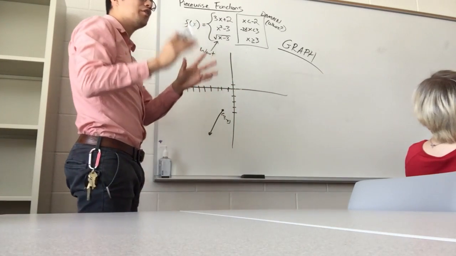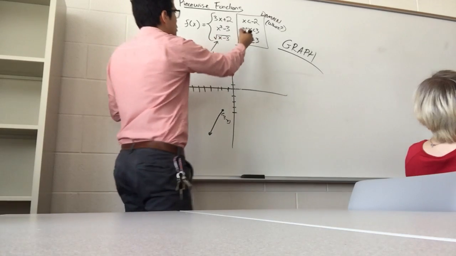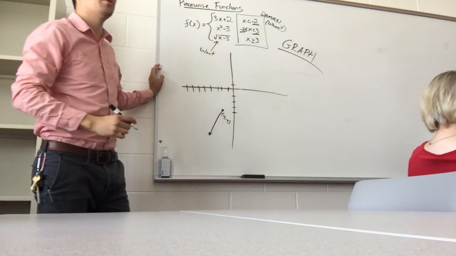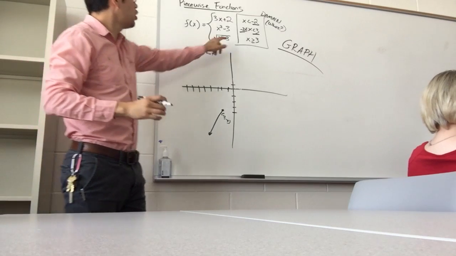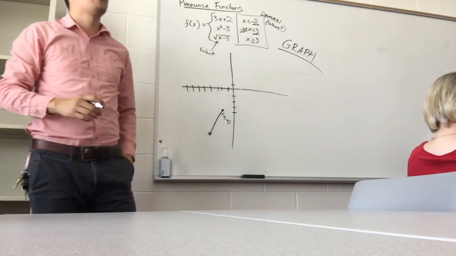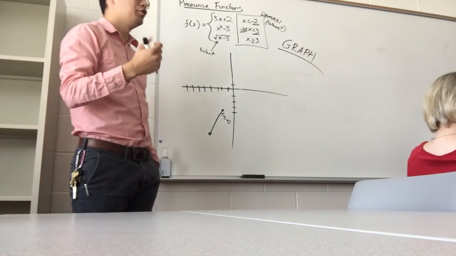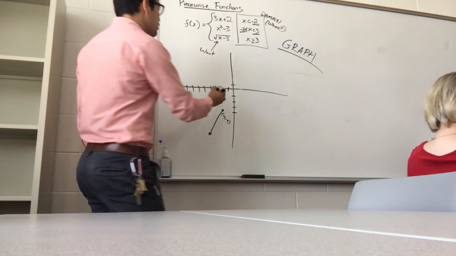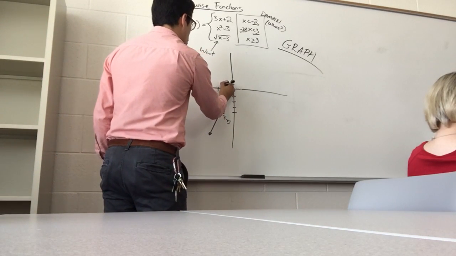But it's a little hard to just estimate it. So we like to use these as inputs. Use your endpoints as inputs. So let's see. At -2, what is my output? Well, you do -2 squared, which is 4. 4 minus 3, 1. So at -2, I actually go to the point 1.